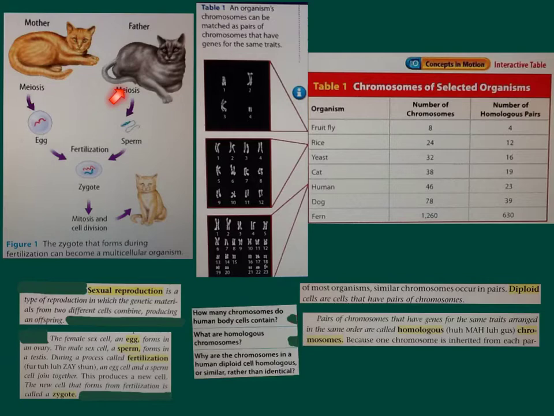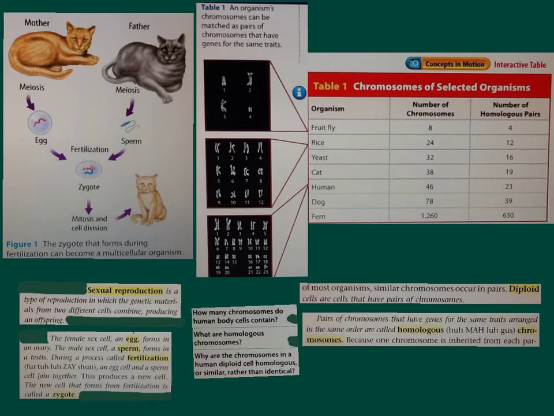The cells that combine are called sex cells. Sex cells form in reproductive organs. The female sex cell, an egg, forms in an ovary. The male sex cell, a sperm, forms in a testis. During a process called fertilization, an egg cell and a sperm cell join together. This produces a new cell. The new cell that forms from fertilization is called a zygote. As shown in Figure 1, the zygote develops into a new organism.